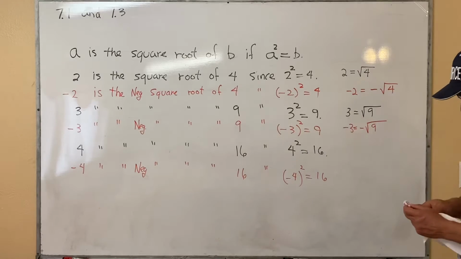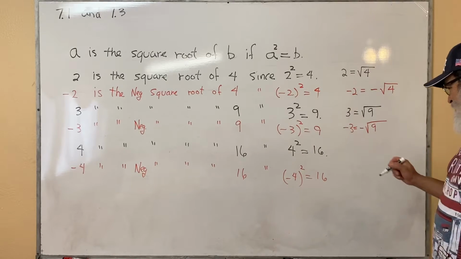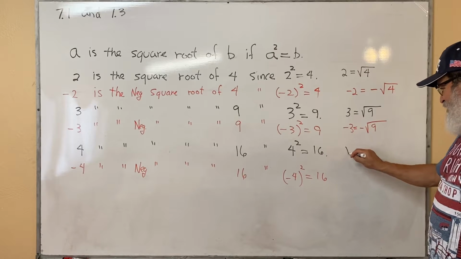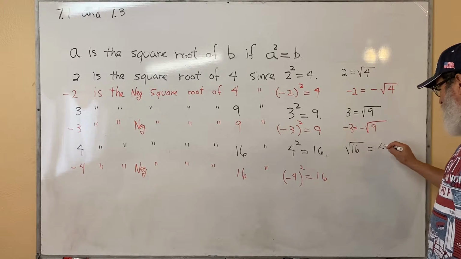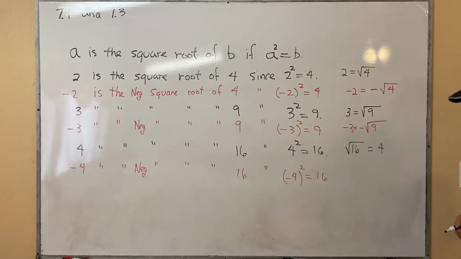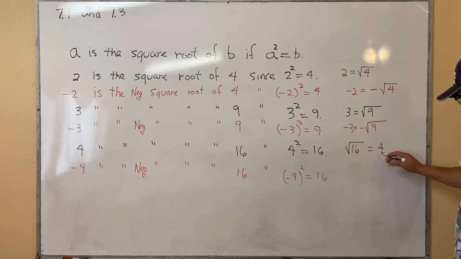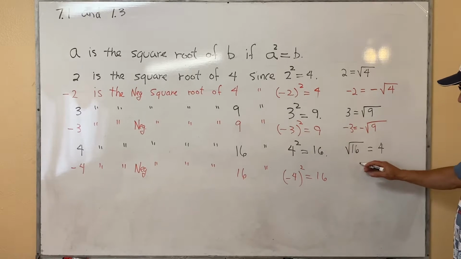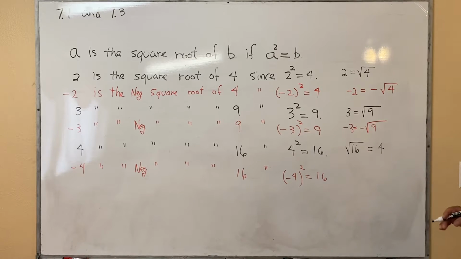How about that one? I'm going to switch the sentence over. I'm going to say the square root of 16 is 4. Is that a true statement? Yes, it is, because when you square 4, you get 16. When you square this root, you better get the radicand. This is called a radicand.